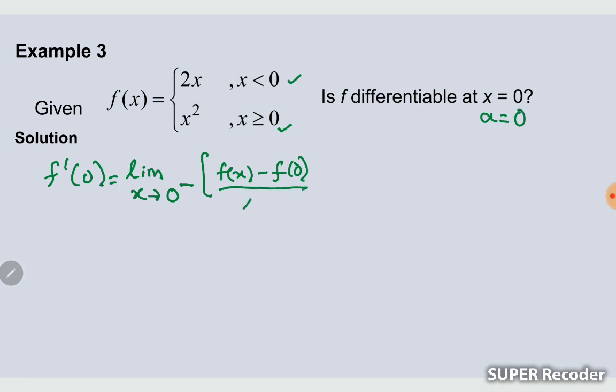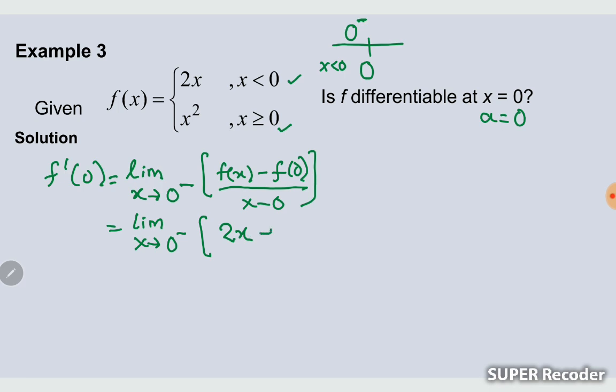Over x minus 0. So the limit as x approaches 0 from the left, meaning x must be less than 0. The function is 2x minus f(0); substituting 0 into 2x is 0, over x. Then simplify: the limit as x approaches 0 from the left, x over x cancels out, leaving 2. So the answer is 2.